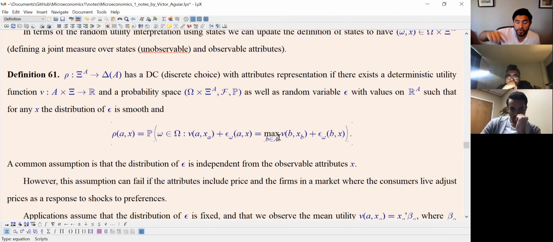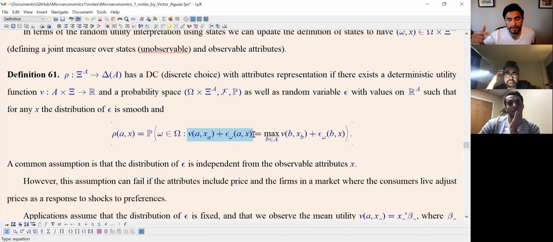Because epsilon is random, this is changing with omega. Here I'm conditioning on omega and then taking the measure over all omegas such that this happens. So this means A is the one that maximizes utility. Understood? Alternative A, for some realizations of omega, is the top alternative in the realized utility. Therefore, I'm just taking the probability over all the moods, or all the unobservable attributes, that make A the top alternative.